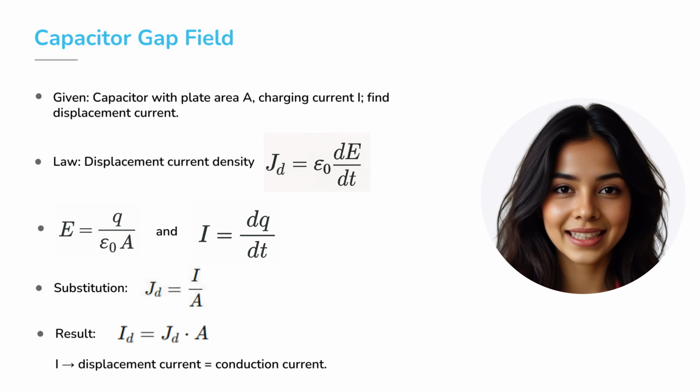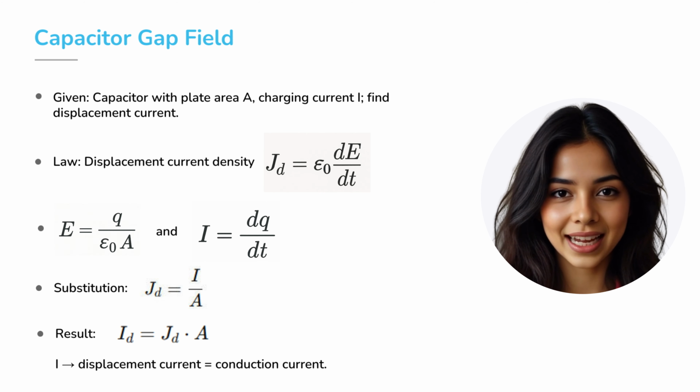Imagine a capacitor of plate area A being charged with current I. We ask, what's the displacement current? Start with the formula. The displacement current density J sub D equals epsilon naught times the rate of change of electric field. That is, J sub D equals epsilon naught times dE by dt. Multiply both sides by A, we find I sub D is equal to I. Amazing. The displacement current in the gap equals the conduction current in the wires. In other words, current continuity is perfectly maintained. A beautiful consistency that makes the mathematics and the physics align seamlessly.